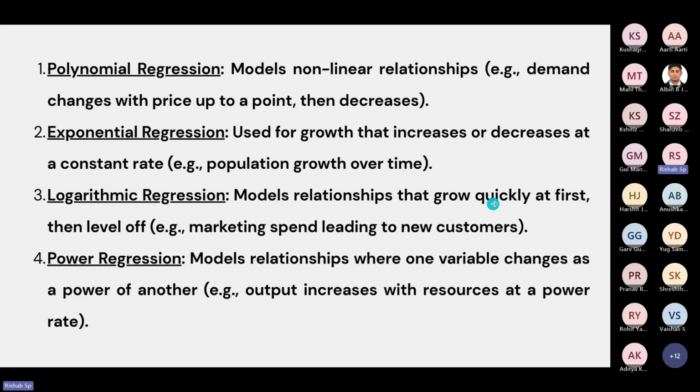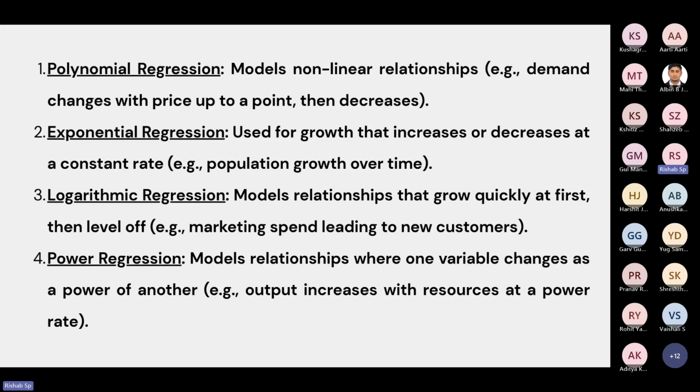Logarithmic regression models relationships that grow quickly at first, then level off. Marketing spend: if you are a new business, the initial money you put out for marketing will bring a good amount of sales for you. But after a certain point, it will start diminishing, right? You won't be getting much result from the same amount you invested earlier.